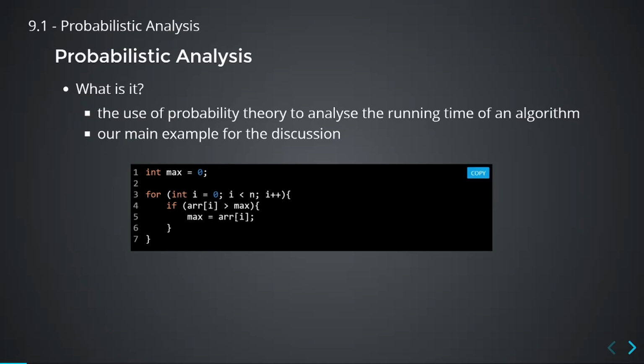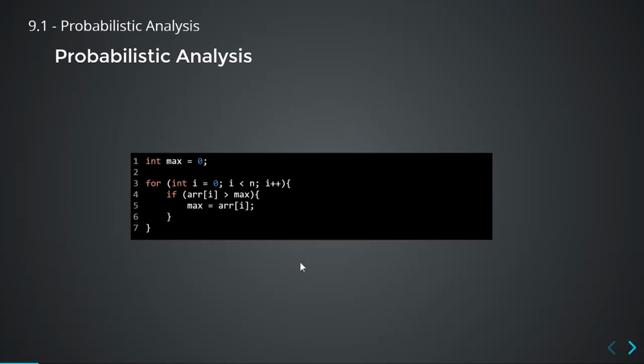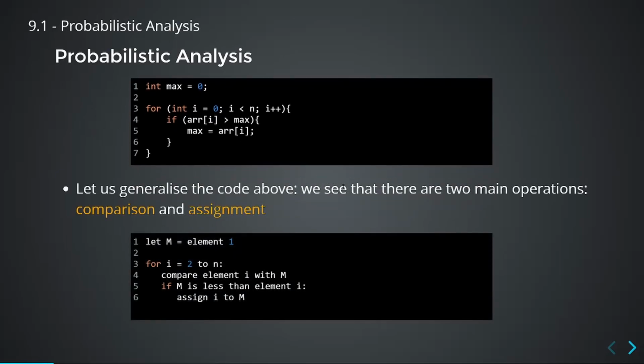It's a very simple code. It's basically finding the largest element in the array. So spend a second trying to read that code and make sure you understand how it works. You're just going to look at every single element in the array, and if it's bigger, then you're going to assign that to max. If we look at this code, there are only two main operations here. One is comparison, that's on line 4, and one is assignment on line 5. So I can write the code like this.